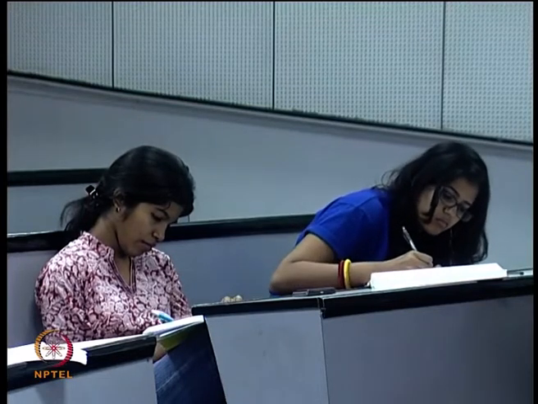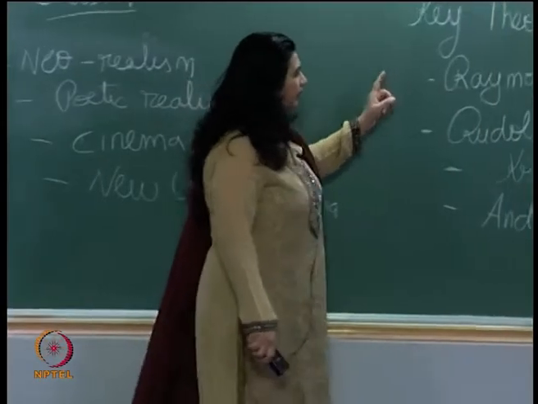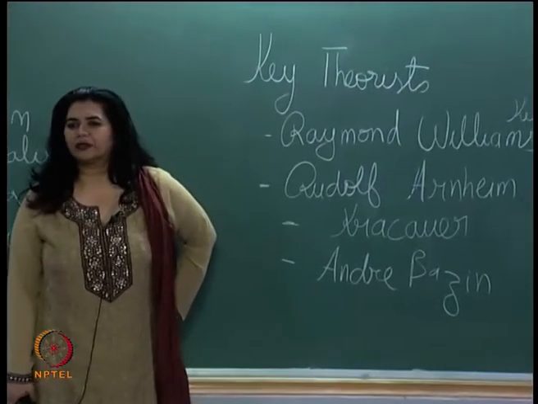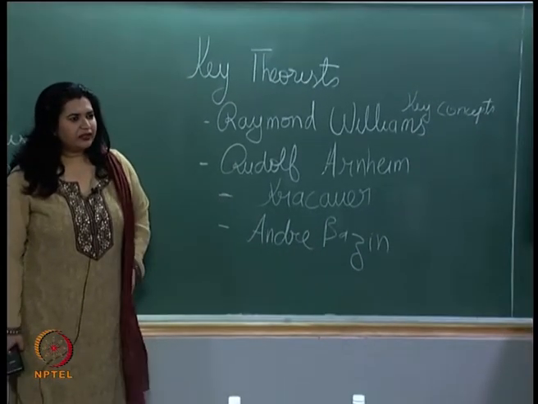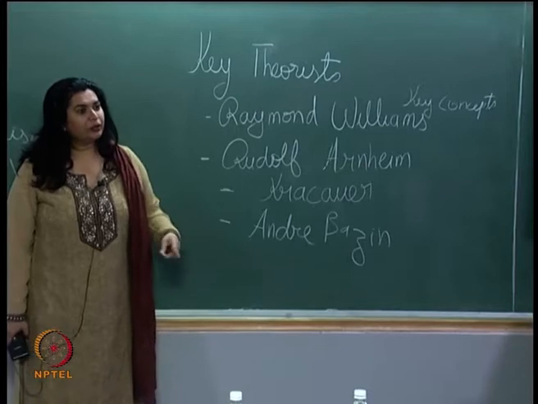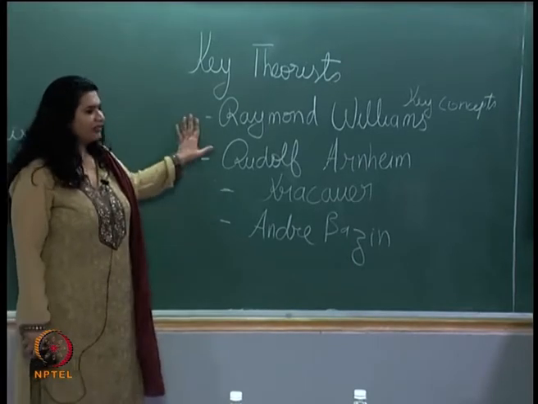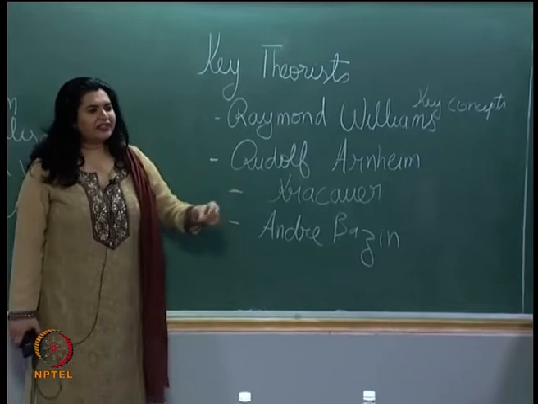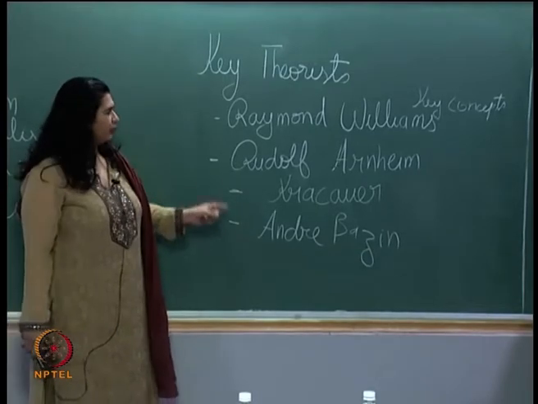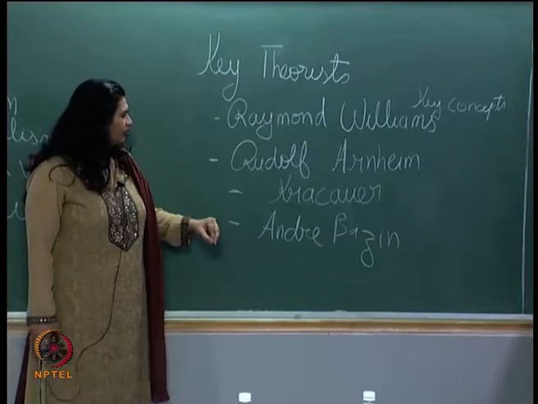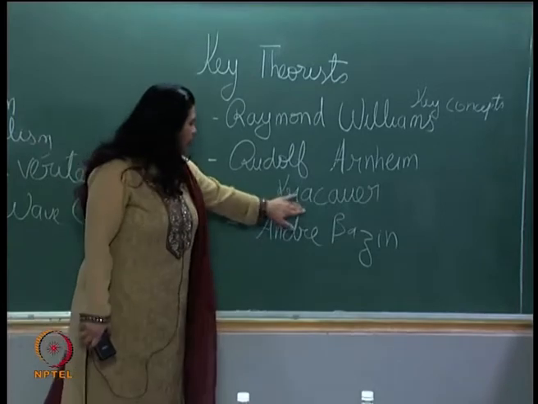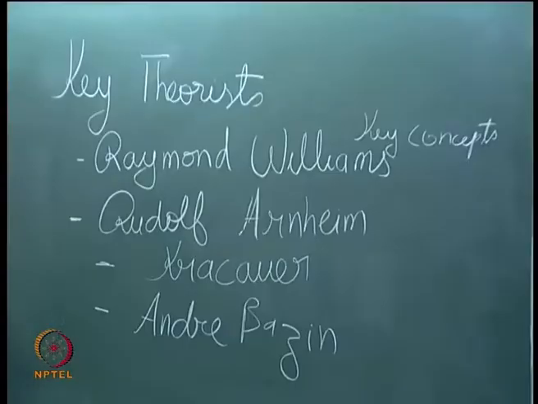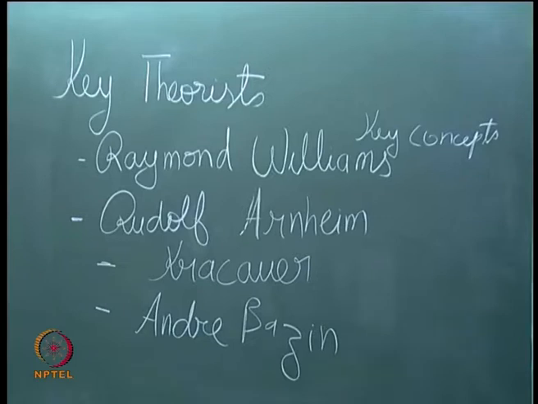Key theoreticians of realism, and you can look at Raymond Williams' book called Key Concepts, and he gives plenty of description of what is realism. So, it is a very good way to begin understanding. It is not the definitive book, but it is like a dictionary of terms, key concepts. So, please take a look at Raymond Williams' Key Concepts. Rudolf Arnheim, Siegfried Kracauer, and Andre Bazin, who we keep on referring to in this course. Andre Bazin, the French theoretician.